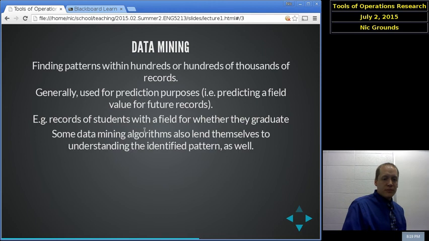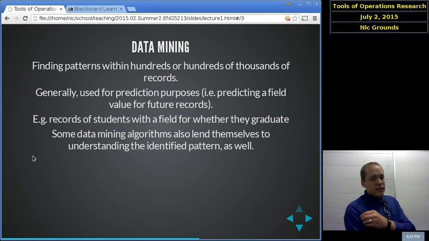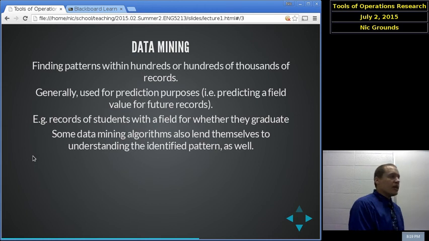Some data mining algorithms lend themselves not just to prediction, but to gaining a better understanding. Some of these algorithms are actually going to spell out what pattern they found. Some data mining algorithms won't be so transparent. Okay, they'll identify patterns effectively, but not in a way that we could read or understand what the pattern is. So some of these algorithms you could use not for prediction, but just to actually understand what the patterns in data are.